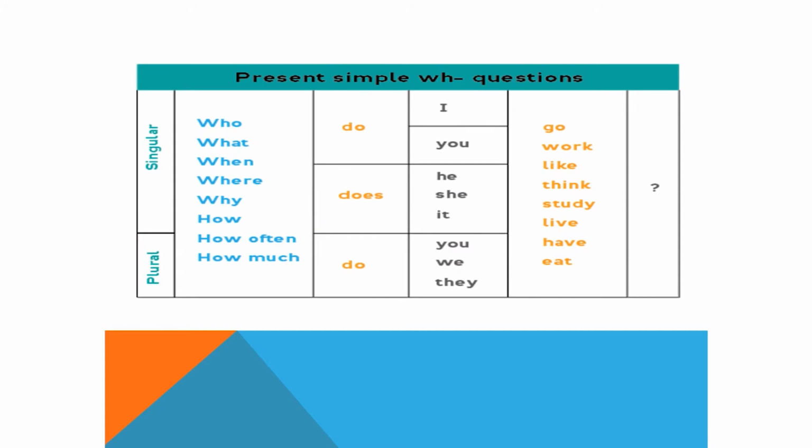To form a WH question in the present simple, first we use a WH word, for example, who, what, when, where, etc. Followed by do or does, followed by the subject, and then the infinitive. For example, where do you live?